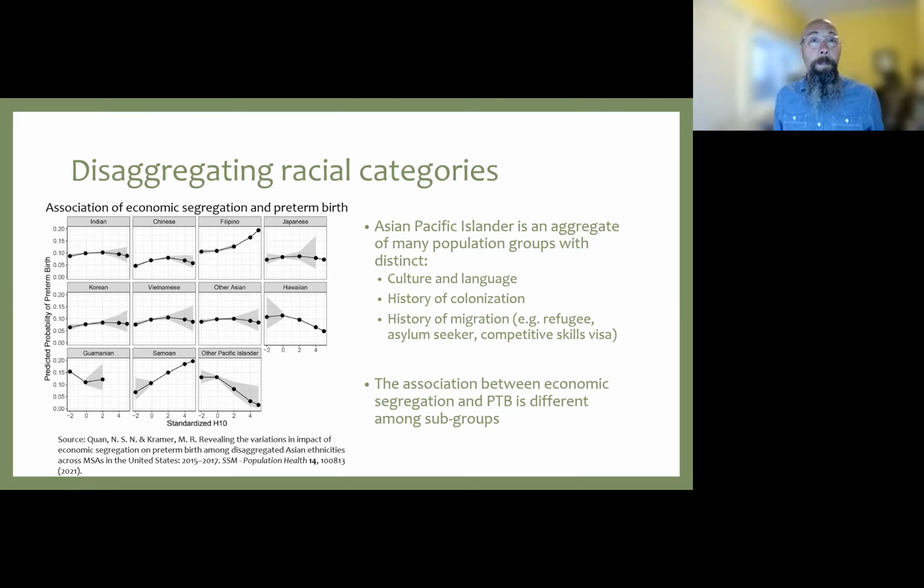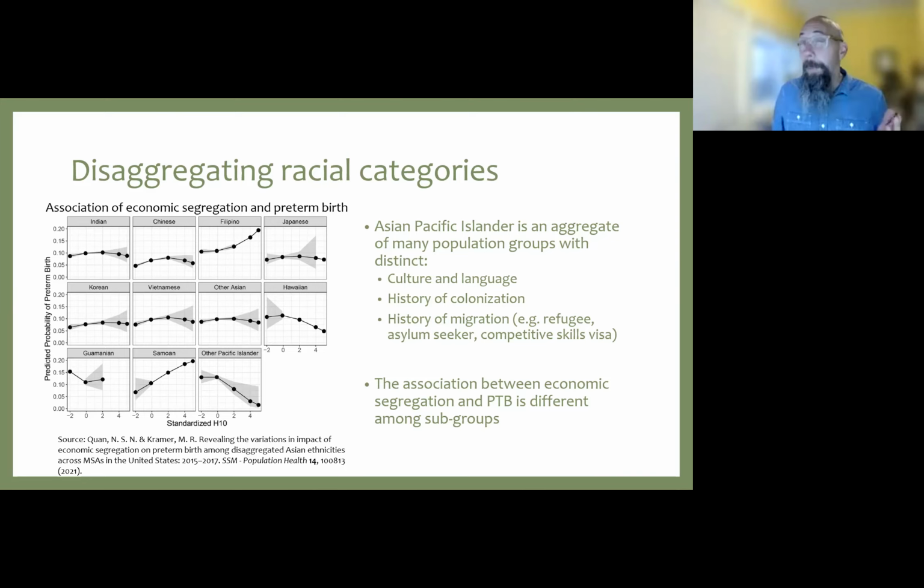So Western powers have colonized the world in many ways, and those have all sorts of impacts. And so the history of who was colonized when, and the relationship that we have with respect to migration, whether they migrated as refugees, asylum seekers, or possibly highly educated competitive skills visas, means that there's differences among these groups. So the answer to your question is, how do we deal with that when we maybe don't have enough data to disaggregate?